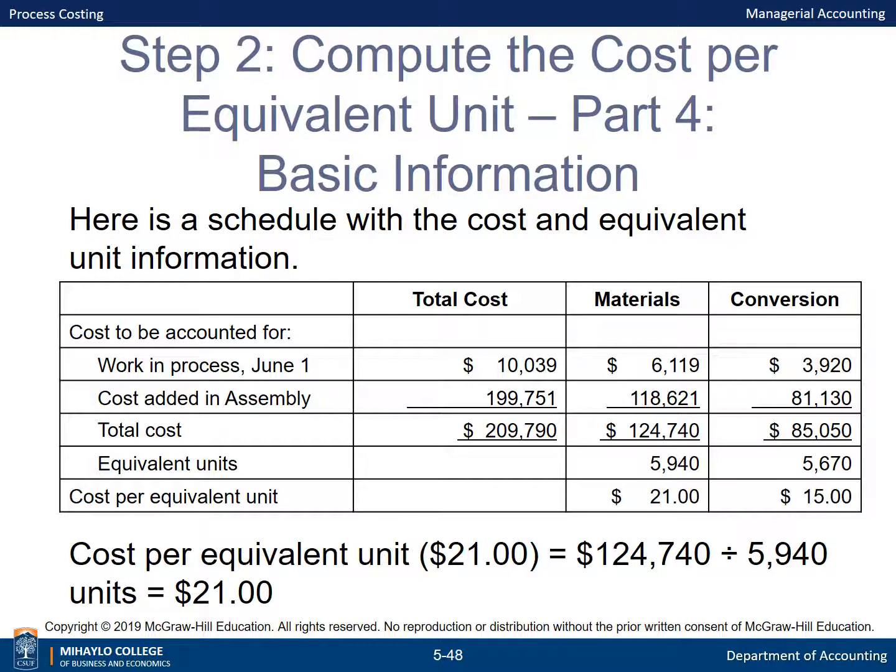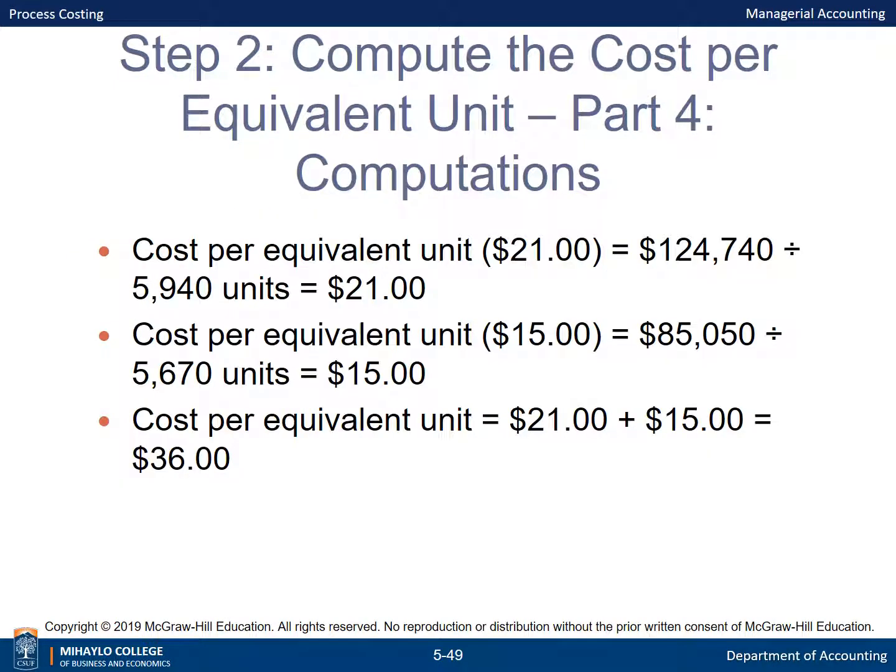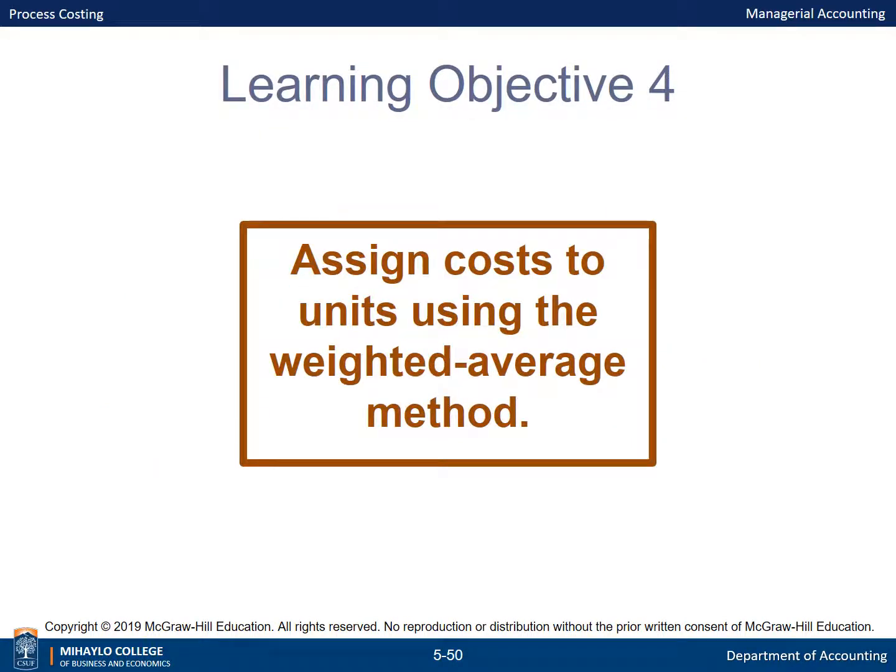$124,740. Dividing the cost by the 5,940 equivalent units equals a cost per equivalent unit of $21 for materials. Total conversion costs of $85,050 divided by 5,670 equivalent units equals an average cost per equivalent unit of $15 for conversion. The total cost of materials and conversion is $36 per equivalent unit. Learning Objective 4 is to assign costs to units using the weighted average method.